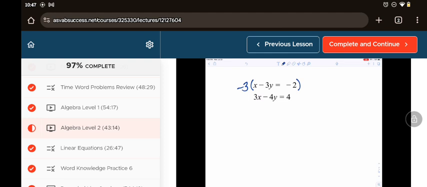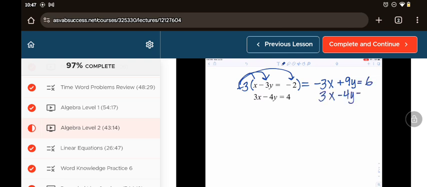It's kind of the same idea. We're just trying to figure out what to multiply one of these by to be able to eliminate things and then solve. Okay, so now that I did this, I distribute everything. -3 times x is -3x. -3 times -3y is positive 9y. And -3 times -2 is positive 6.